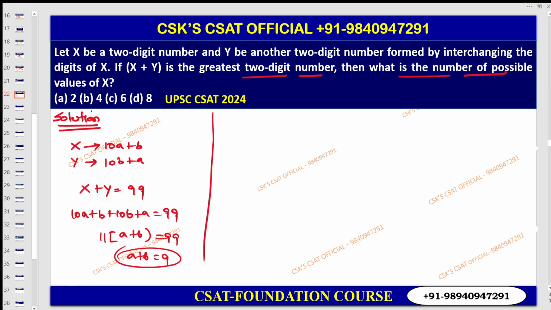What is the number of possible values of x? Let us place here. Listen carefully. X plus y is the greatest, so we are just going here with the AB, checking whether we are getting 9 or not. Yes, you have to check here.